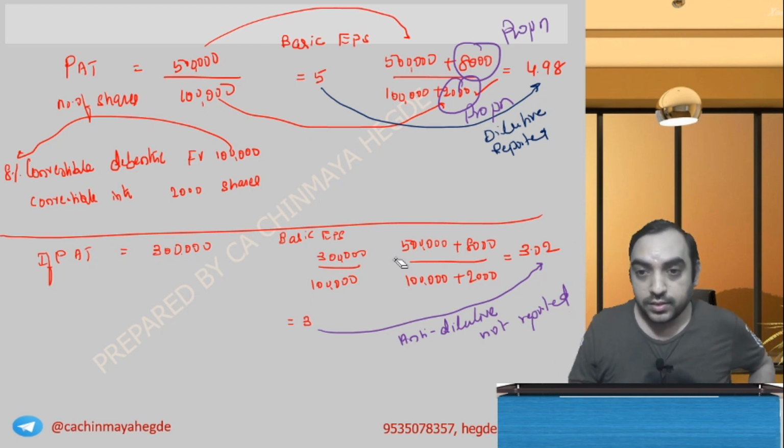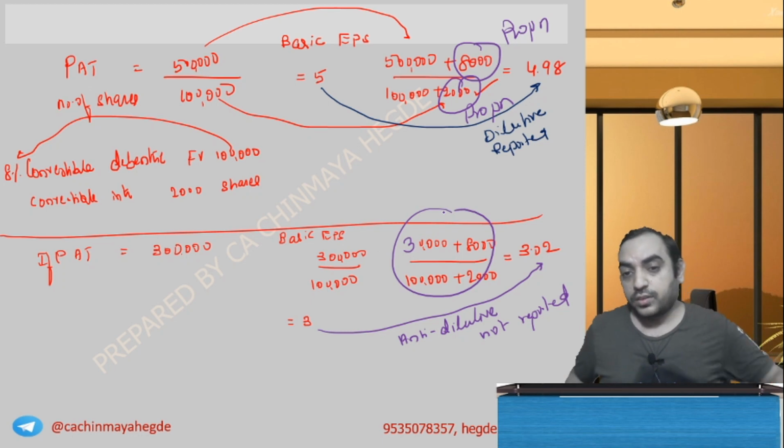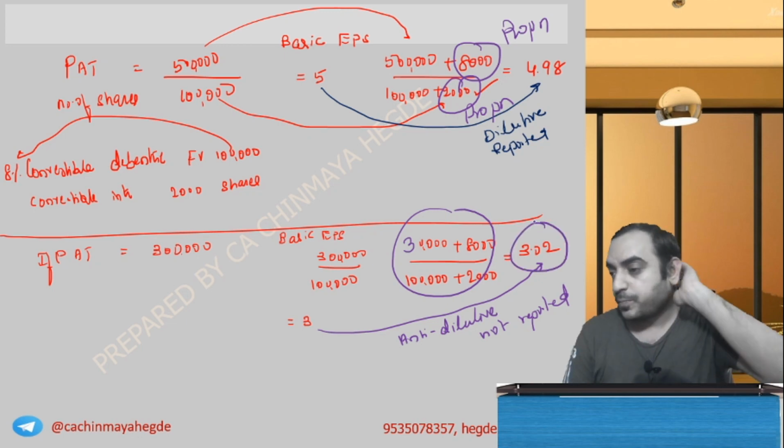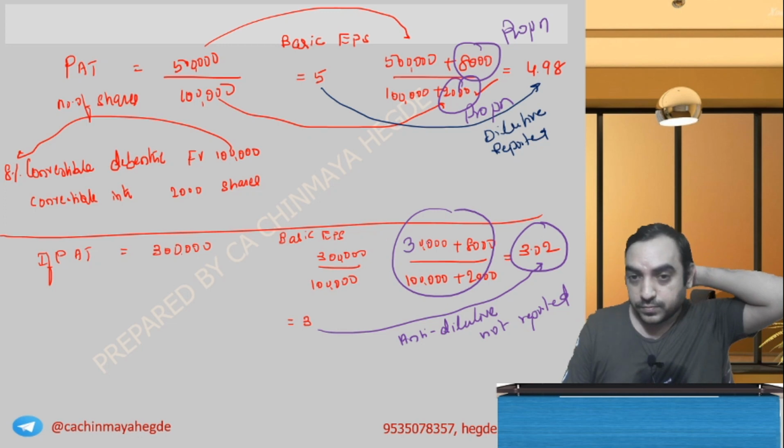Sorry, this is not 5 lakh, this should be 3 lakh only, not 5 lakh, 3 lakh. That's a mistake. Is the answer right? Answer 3.02, right?